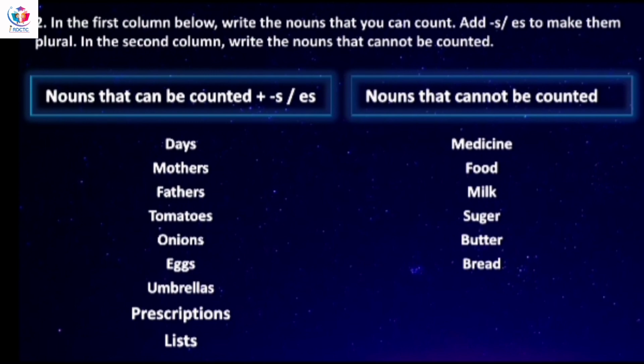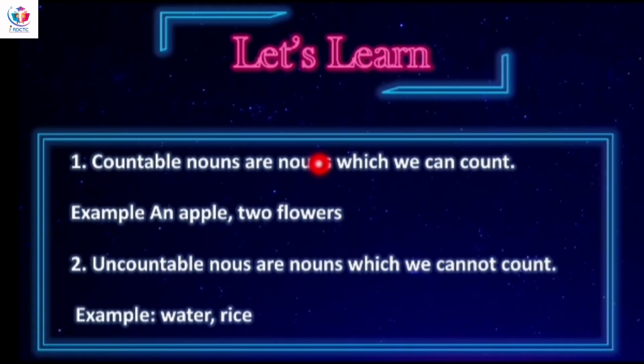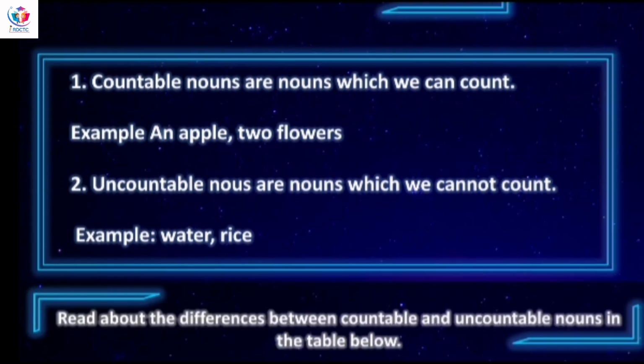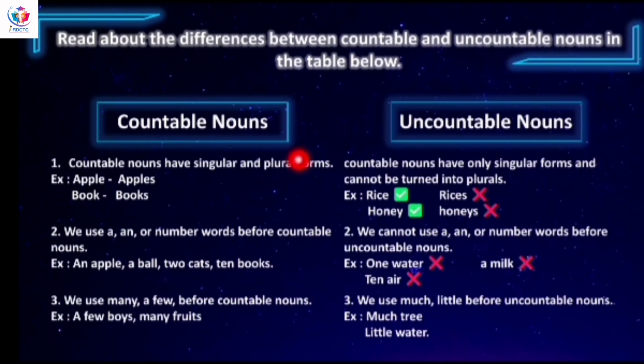So, what do you learn from this exercise? That is, what is countable noun and what is uncountable noun? Countable nouns are nouns which we can count, like an apple, two flowers, and uncountable nouns are nouns which cannot be counted, like water and rice. Okay, and now we look at the differences between countable noun and uncountable noun. Read about the differences in the table below.